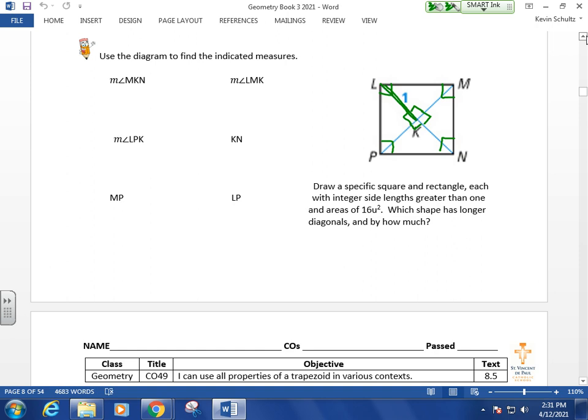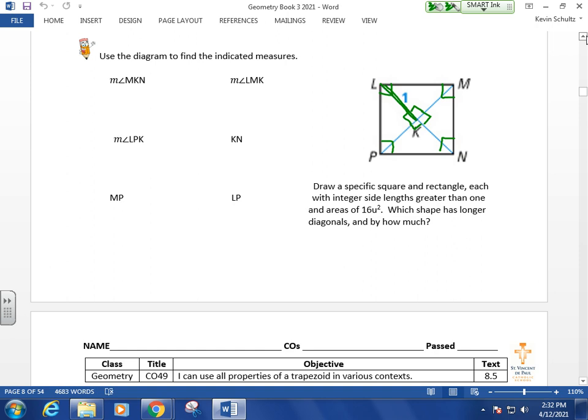Your math packet, number 10, that's due on Thursday for the shaded area section, using 45, 45, 90 triangles is probably the most efficient way to get that shaded section of that cross that's inside the square. So, finding these 6 pieces is your homework. And then at the bottom, draw a specific square and rectangle, each with integer side lengths greater than 1 and areas of 16 square units. Which shape has longer diagonals and by how much? By saying draw a specific square and rectangle, you need to draw 2 shapes, 1 square and 1 rectangle, that are labeled.